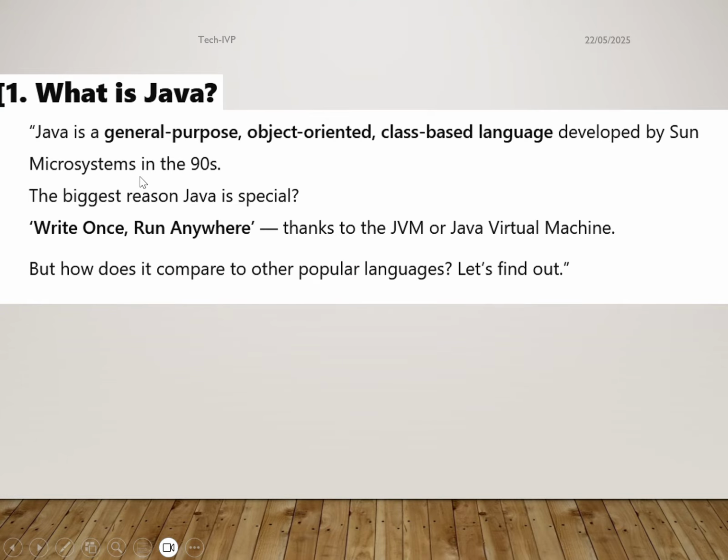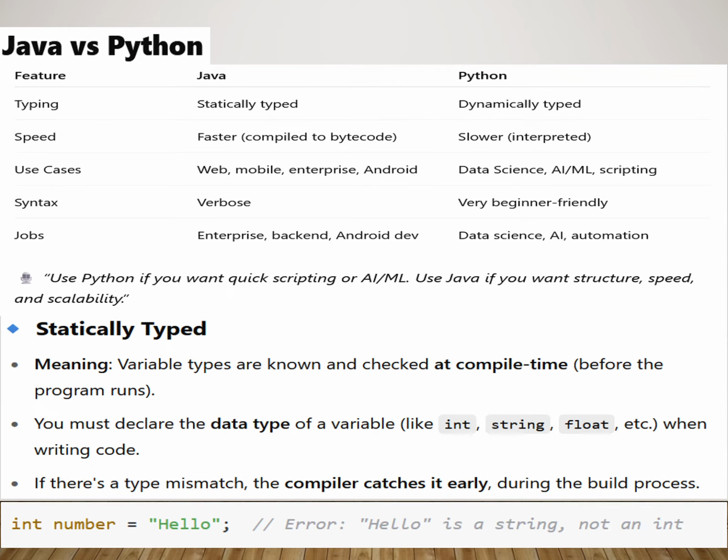First thing is, what is Java? Java, we already discussed. Java is a general purpose, object oriented and class based language developed by Sun Microsystems in the 90s. We already discussed all these things in the history. Java has a big advantage: write once, run anywhere. And this happens because of the JVM. So let's come to the key differences.